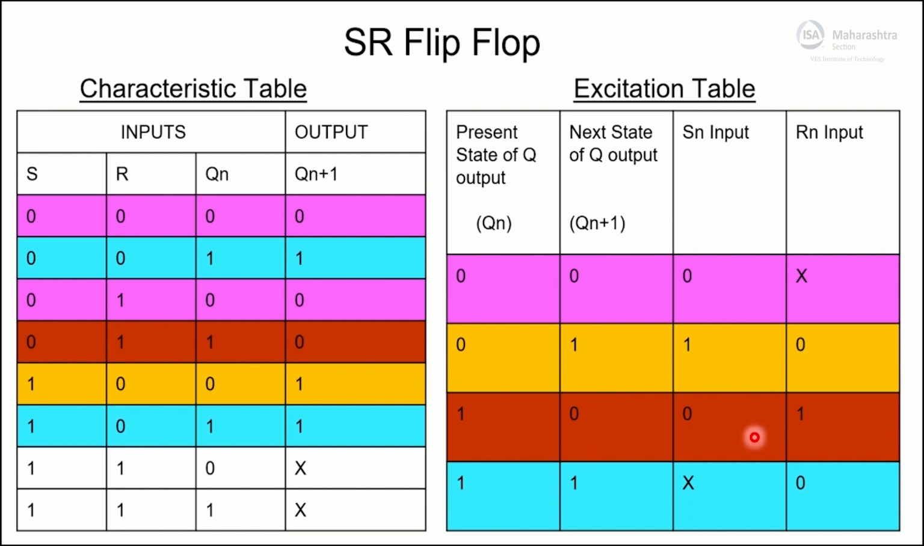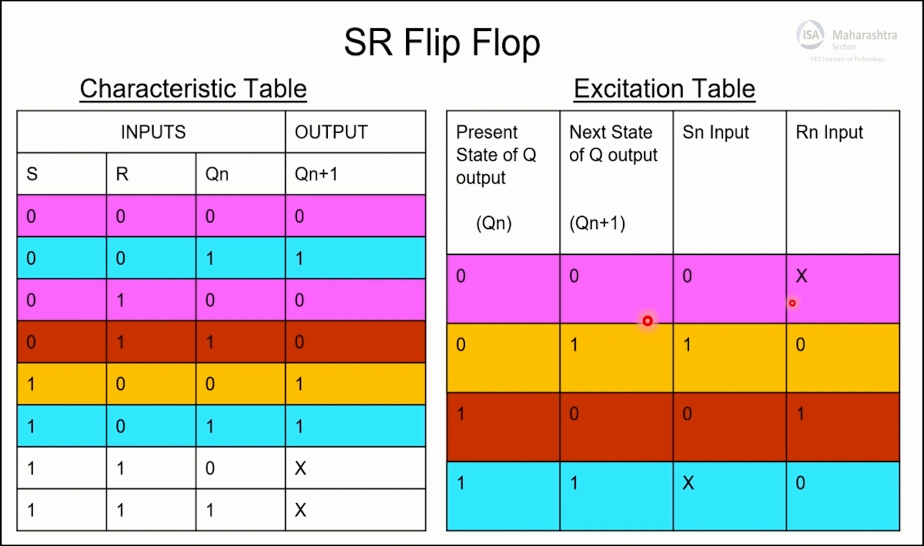Look at the pink row of the excitation table. When Q remains unchanged, that is Qn is 0, it remains 0. Look for the similar condition in the characteristic table for reference. It is at S equal to 0, R equal to 0, and at S equal to 0 and R equal to 1. So you will write Sn as 0, but Rn can be 0 or 1. Always remember, when you find such input having two different values, you will apply a cross over there in the excitation table. So for Sn, we will write 0, but for Rn, it will be in don't care condition, which is a cross, meaning its input doesn't matter.